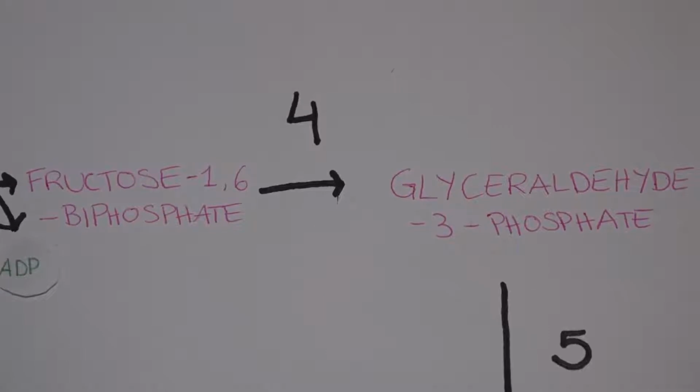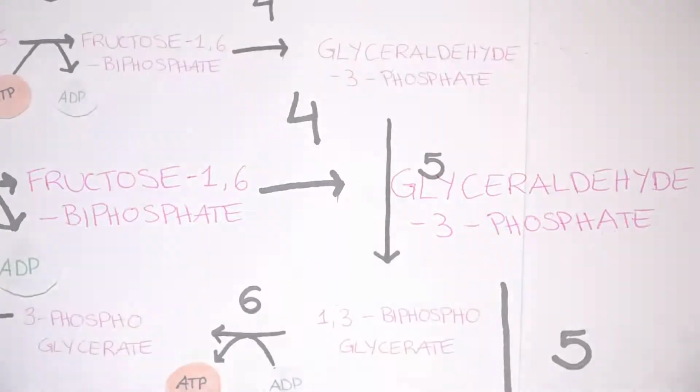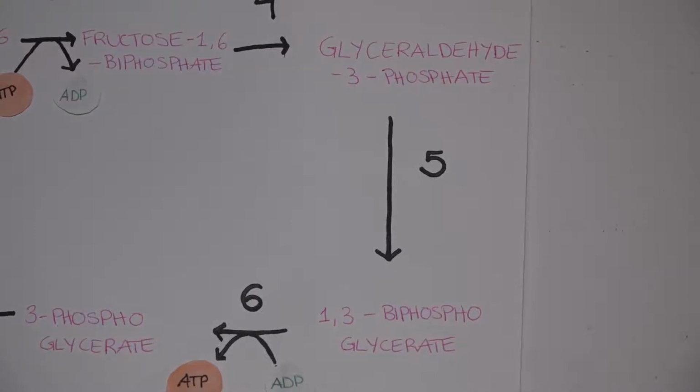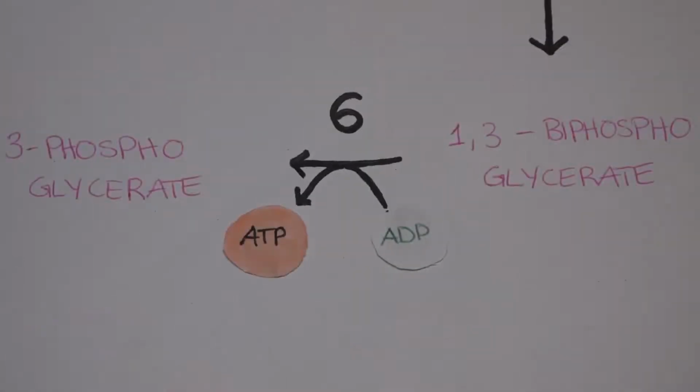Reaction 4 is when fructose 1,6-biphosphate splits into 2 glyceraldehyde 3-phosphates, therefore doubling the production of ATP in later reactions. This marks the end of the preparation phase. The payoff phase begins with reaction 5, where glyceraldehyde 3-phosphate turns into 1,3-biphosphoglycerate. In reaction 6, 1,3-biphosphoglycerate turns into 3-phosphoglycerate, releasing an ATP.